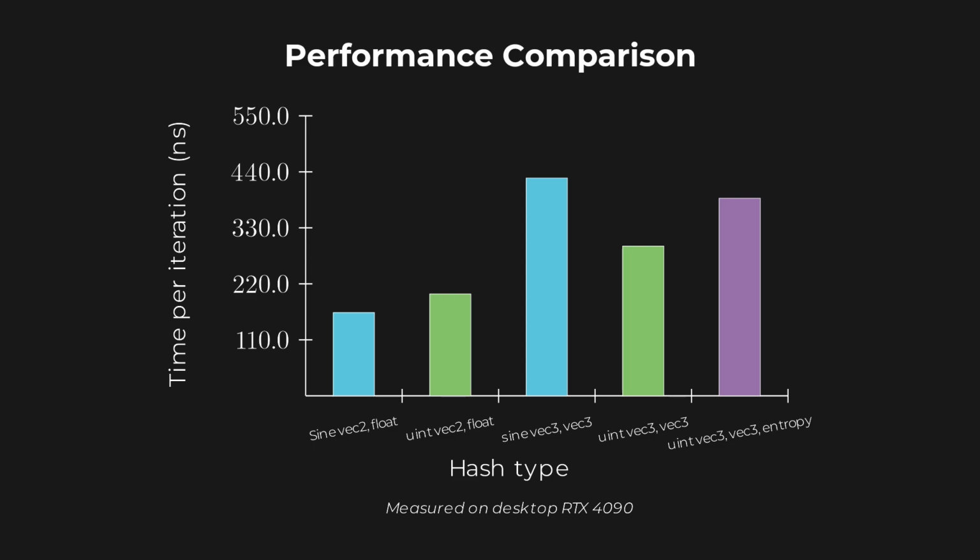All results except the vec3 to vec3 with entropy use the faster uint hash without entropy reinjection. For vec2 to float, which is the same format as the sine hash, the uint version is 22% slower. But for vec3 to vec3, the uint hash is 31% faster than sine. And even the version with entropy reinjection is still 9% faster than sine. I also tested on a laptop with an integrated GPU and a phone, and got similar results. Of course, I can't test every system, so exact performance may vary. But overall, the uint hash performs close to sine in 2D, and better in higher dimensions.